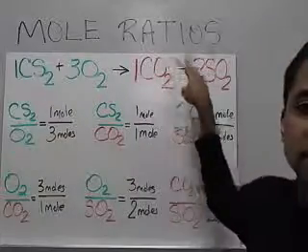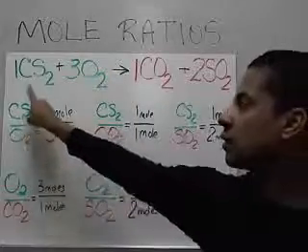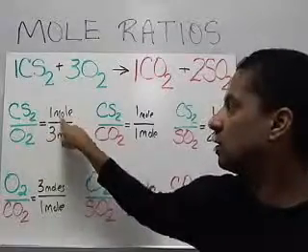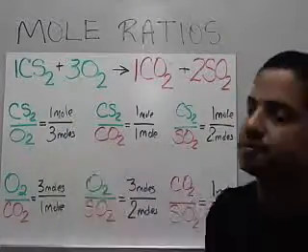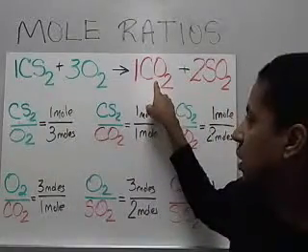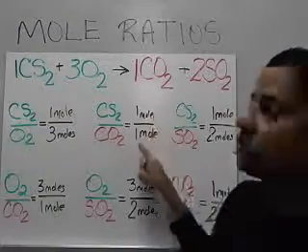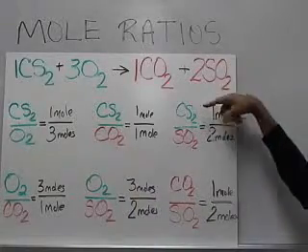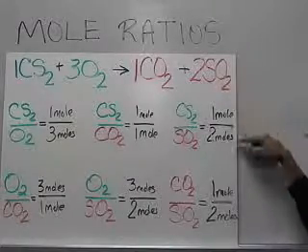Okay, once again, we have our balanced equation up here. And so we're going to look at the mole ratio of carbon disulfide to oxygen gas. We know that for every 1 mole of carbon disulfide that we use, we will use 3 moles of oxygen gas. And so we can compare now carbon disulfide and carbon dioxide. For every 1 mole of carbon disulfide we use, we're going to produce 1 mole of carbon dioxide, and so on and so forth. For every 1 mole of carbon disulfide, we'll produce 2 moles of sulfur dioxide.